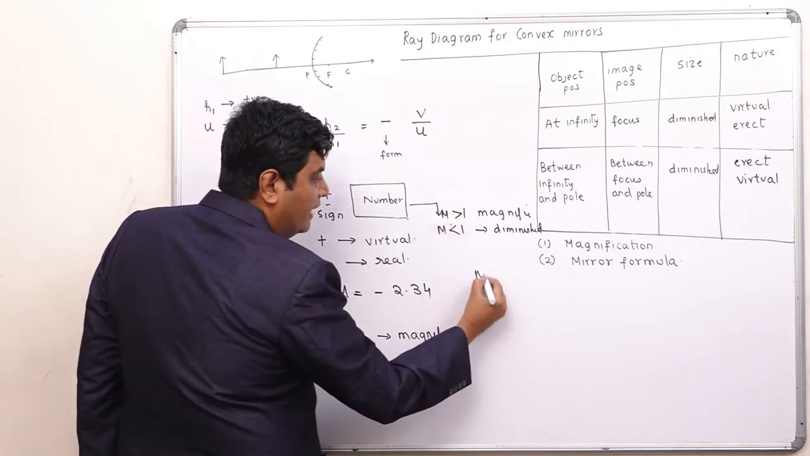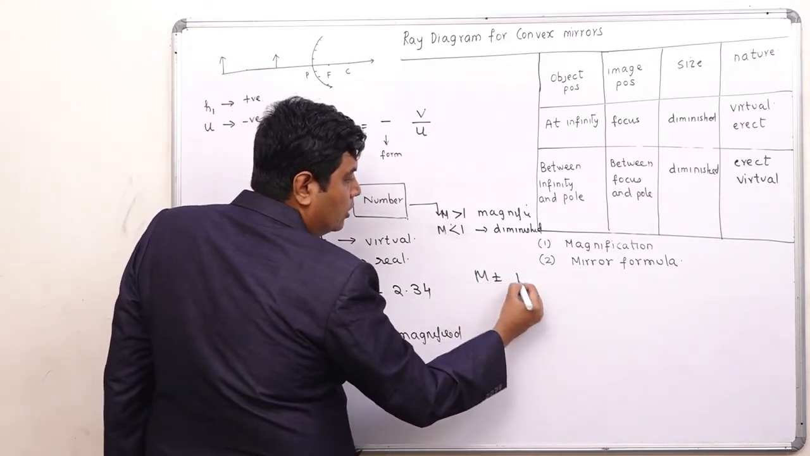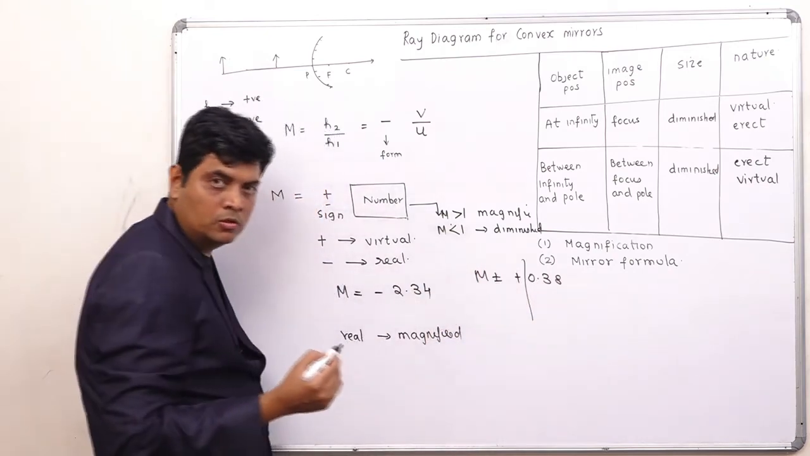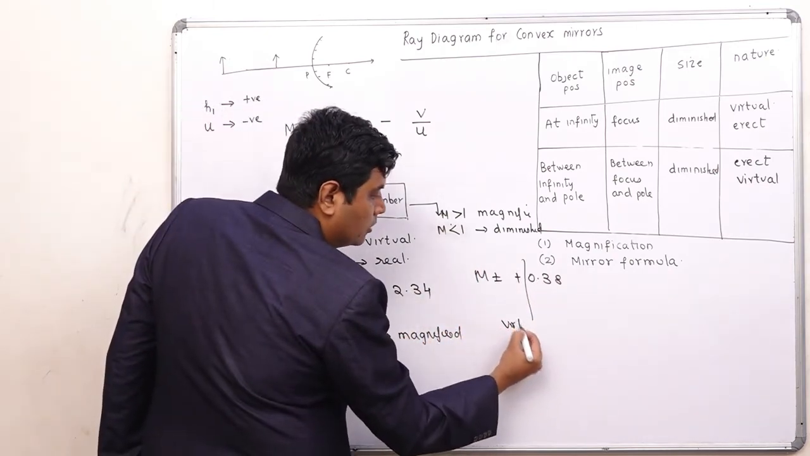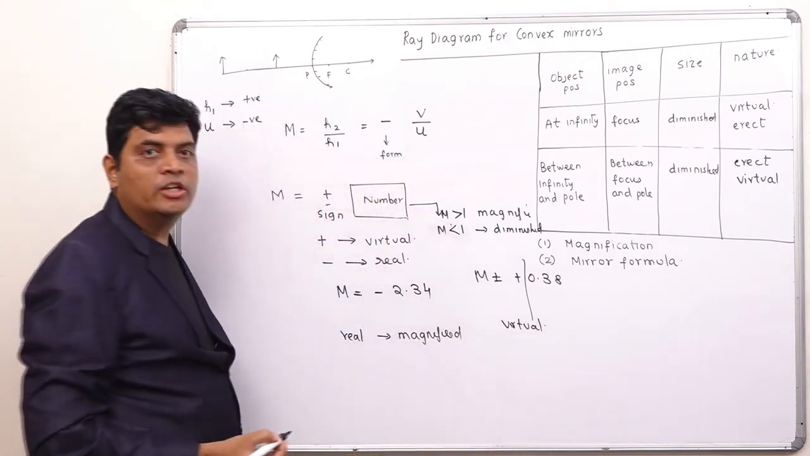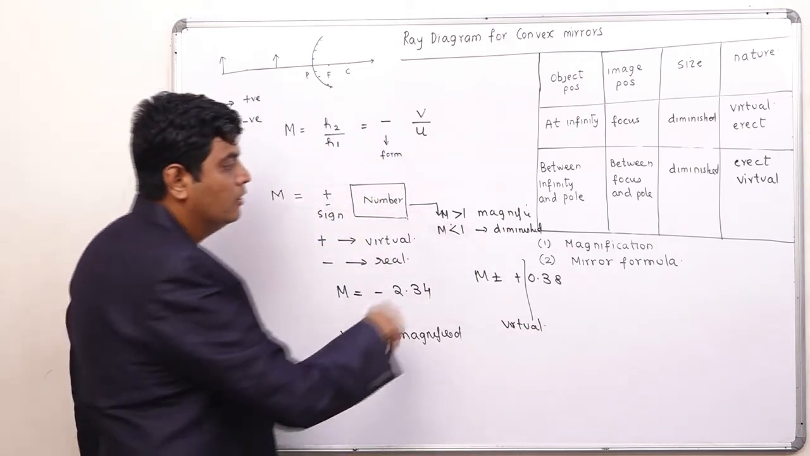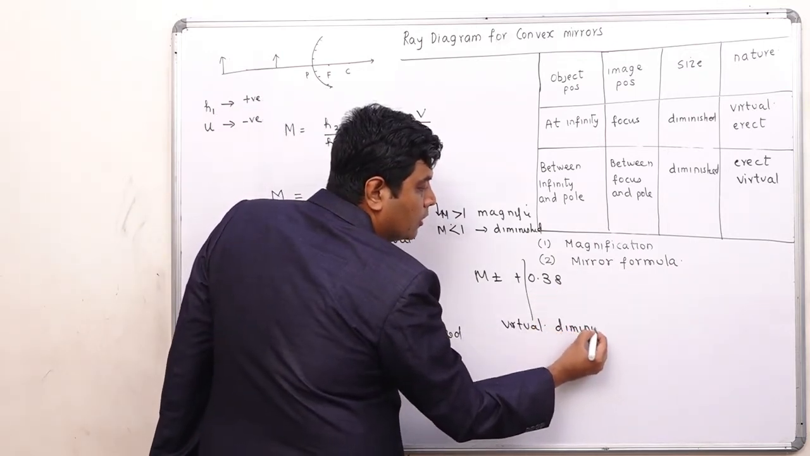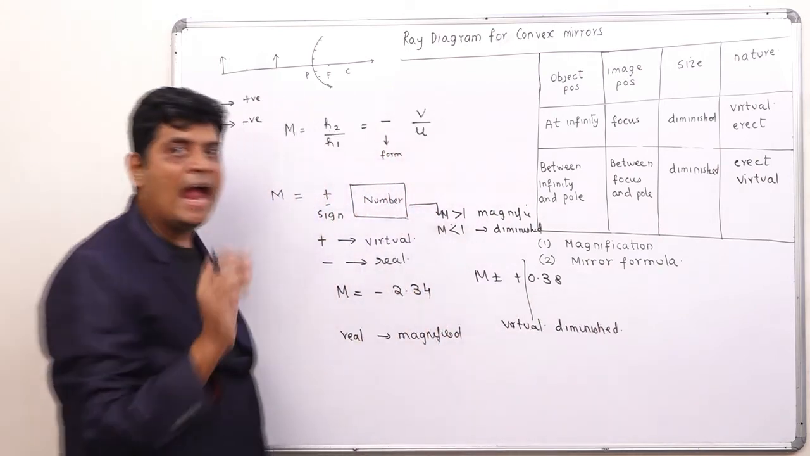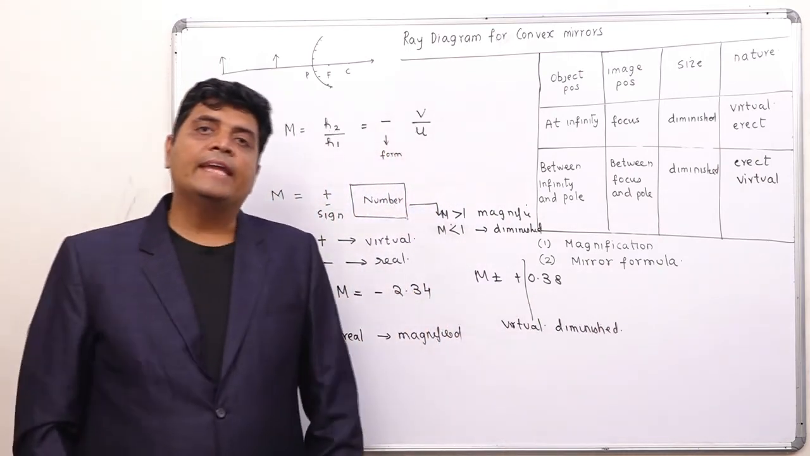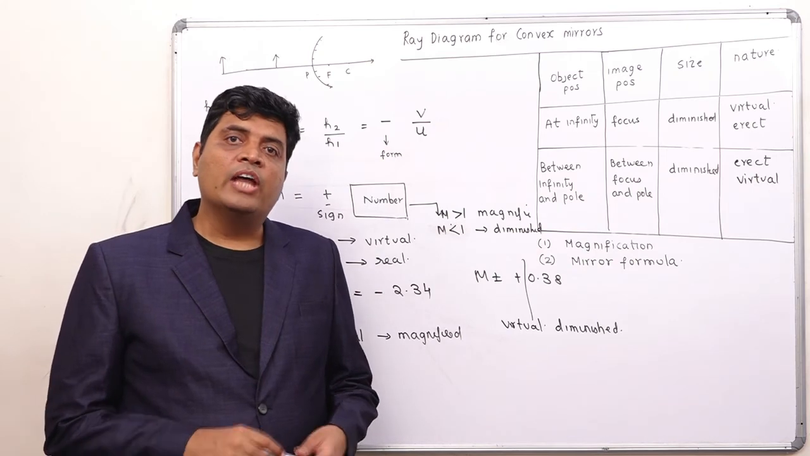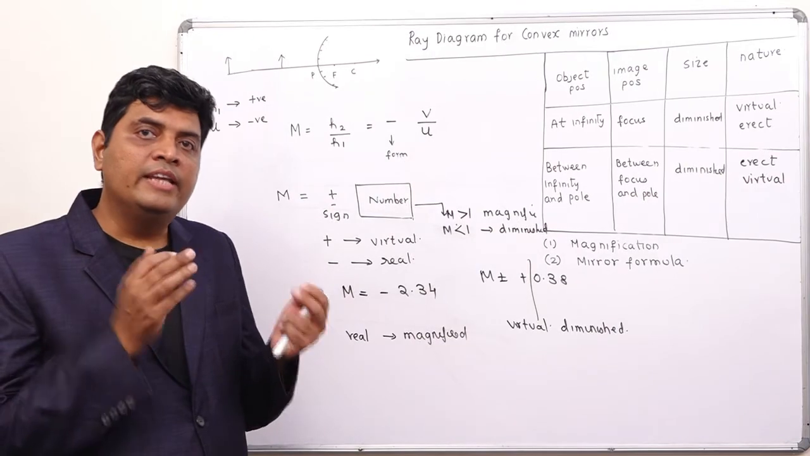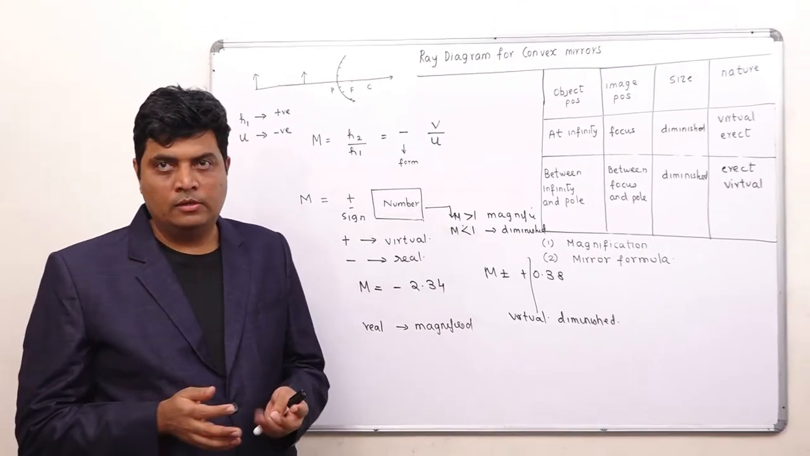Understood? Suppose my magnification is plus 0.38. Now look at the sign. Sign is positive. Positive means it is virtual. And the number is less than 1. That means it is diminished. So by looking at the magnification, I can tell whether the image is magnified or diminished, or whether it is real or virtual.